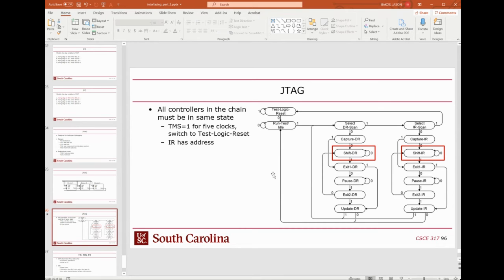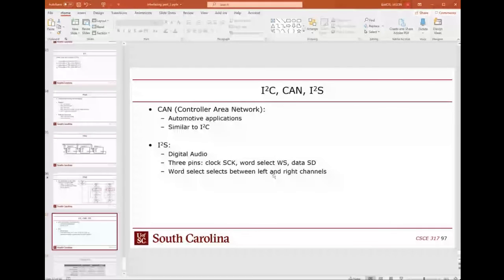An instruction register is really the address. So that's essentially how you're addressing. You send an address by shifting in the instruction register, and you can then read or write data by doing shifts when you're in the data register state. So basically, you switch states with TMS, and then you do your data with the TDI, TDO. That's basically how JTAG works. It's kind of neat how that works.